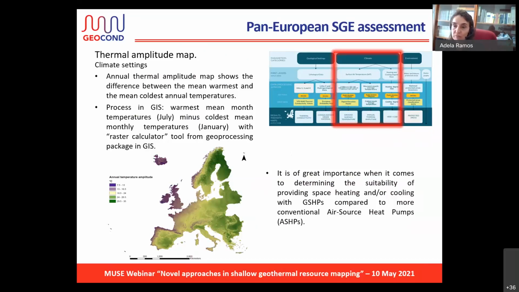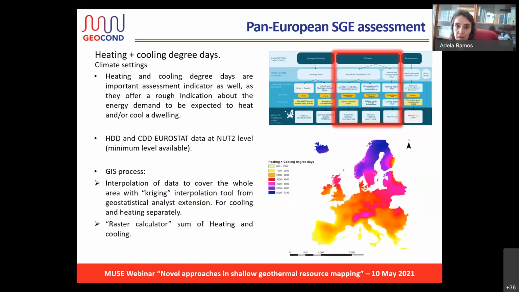We think the information of this map is of great importance when it comes to determining the suitability of providing space heating or cooling with ground source heat pumps compared to the more conventional air source heat pumps. The heating and cooling degree days are important assessment indicators as well, as they offer a rough insight into the energy demand to be expected to heat or eventually to cool a dwelling.